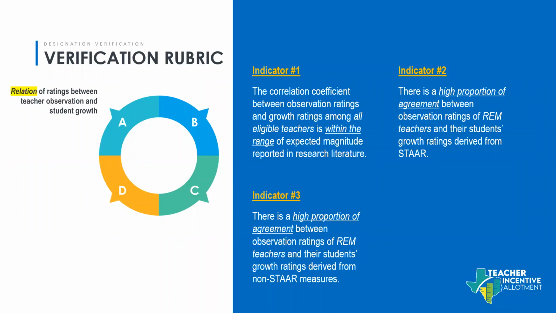For Domain A, the purpose is to confirm that teachers who earn a designation are bringing about levels of growth commensurate with the district designation. For the first indicator, we will calculate correlation coefficients between teacher observation score and student growth score among all eligible teachers in the district. Our interest is whether the correlation is within the expected range. For indicators two and three, we will construct tables of teachers to see how much the observation ratings are in accordance with their student growth ratings that are derived from STAR or non-STAR measures.